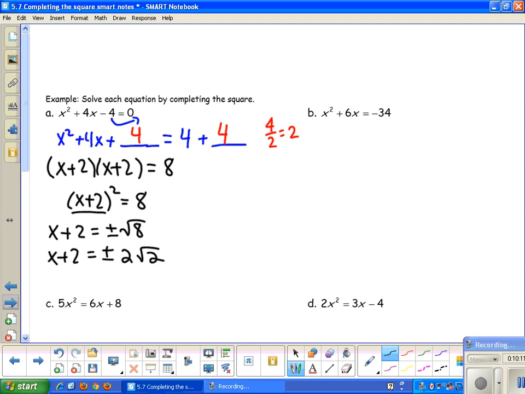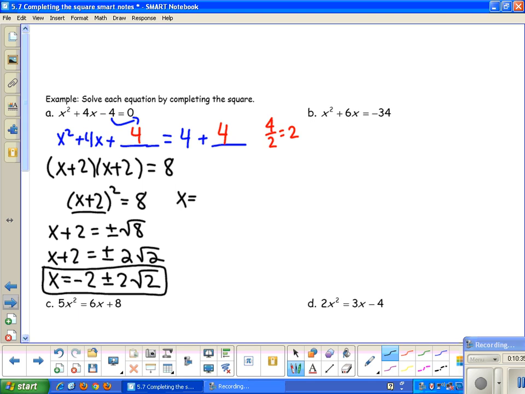And then, of course, I want to solve for x. So when I solve for x, I get x equals, take the 2 to the other side by subtracting it, so negative 2 plus or minus 2 root 2. These are my solutions for my equation. If I were to graph this in my calculator, I would get the decimal version of these two answers that I have. So for this, again, you have two solutions.